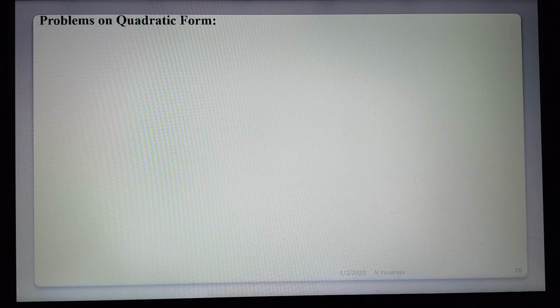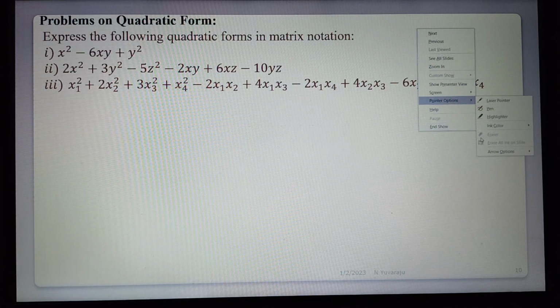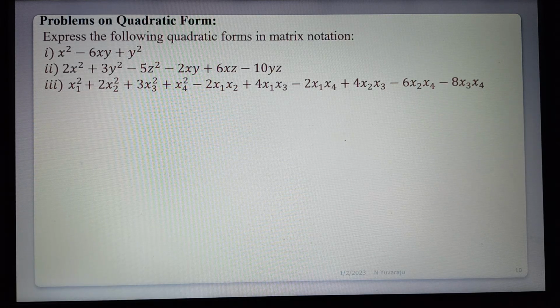The first problem: express the following quadratic forms in matrix notation. The given quadratic forms are polynomials, and we write all of these polynomials in matrix form. What is the matrix form? X transpose A X, and we also find the coefficient matrix.